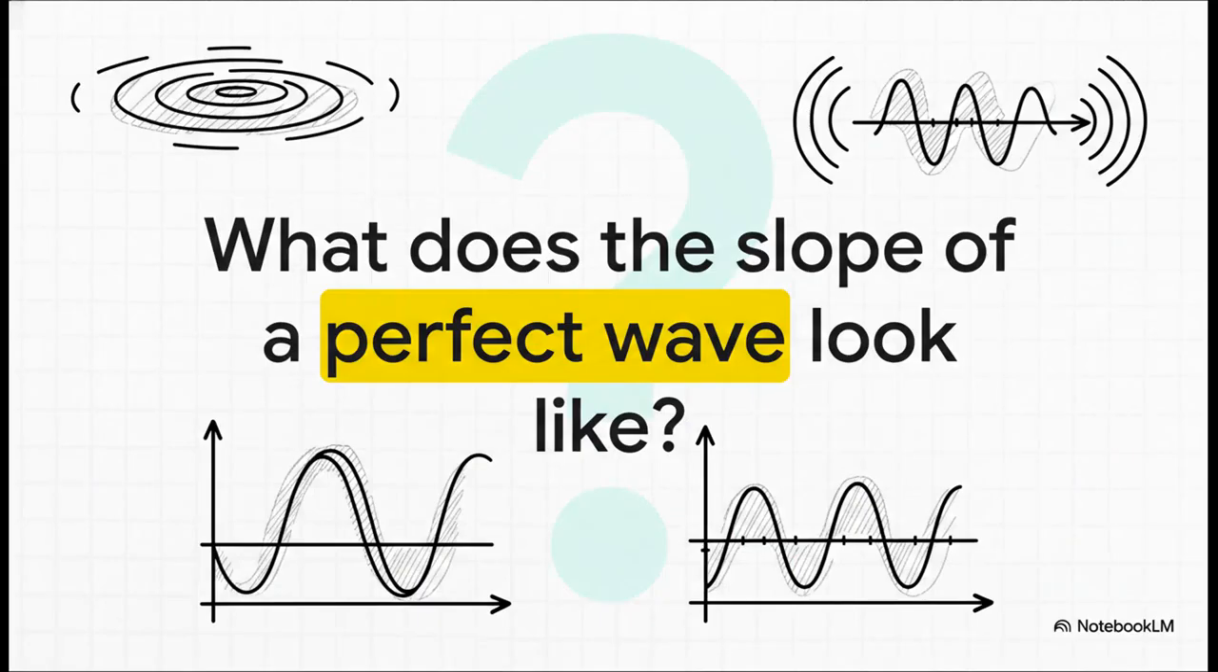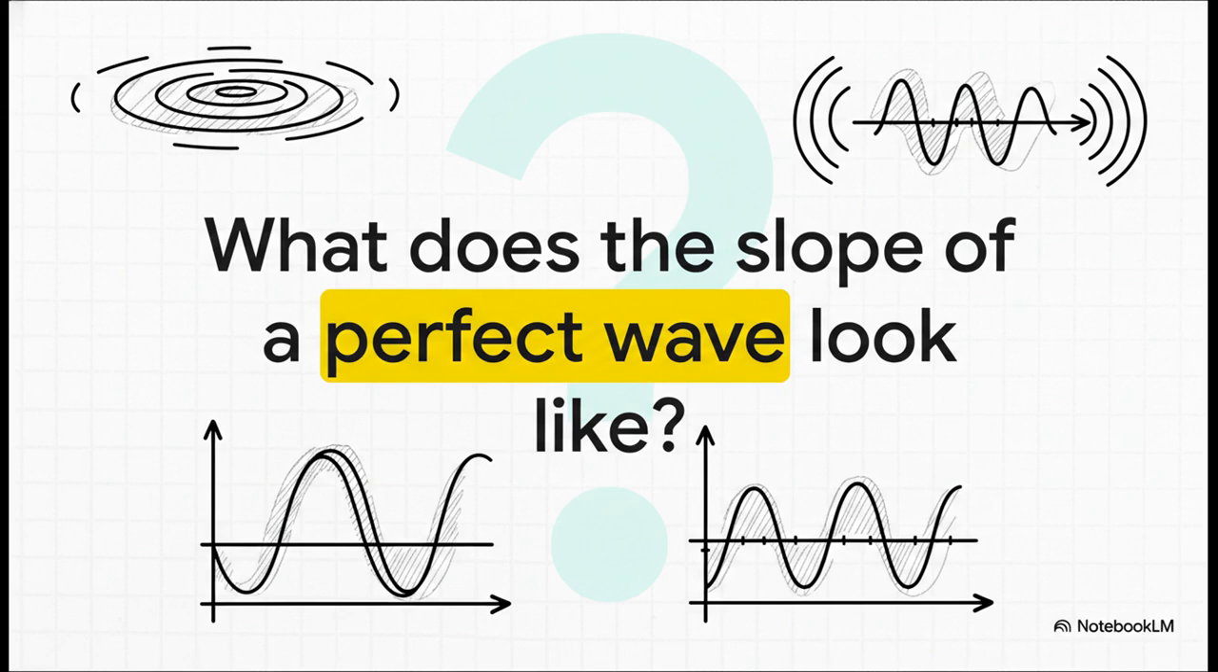So, to get started, let's just think about a question. Picture a perfect wave in your mind. Like the kind you see on an oscilloscope, or maybe ripples spreading out on a lake. Now imagine you could figure out the steepness, the slope, at every single point along that wave. What would a graph of that slope even look like?